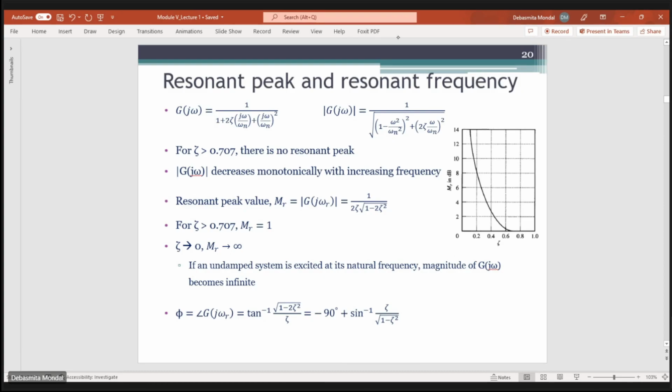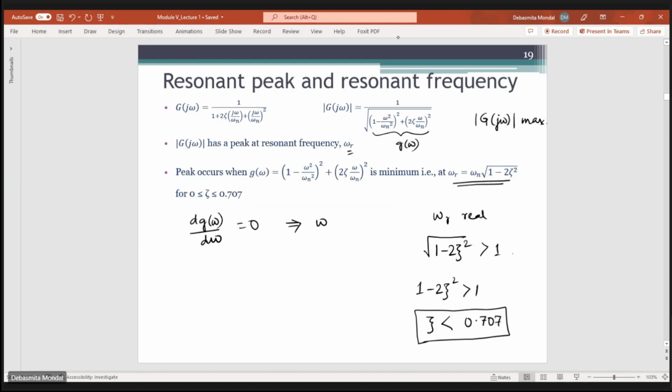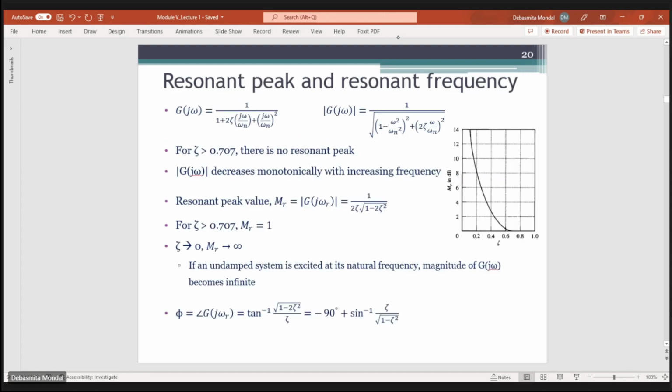An interesting thing here is that this resonant peak, as well as ωr, is independent of the value of ω. It is dependent only on ζ and ωn, obviously the corner frequency, and is independent of any other frequencies. Now if you plot Mr with respect to ζ, it will look something like this. For ζ equals 0, the value of Mr will obviously be infinite, and after ζ equals 0.707 there is no resonant peak.